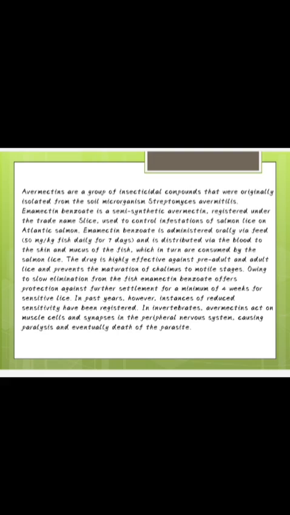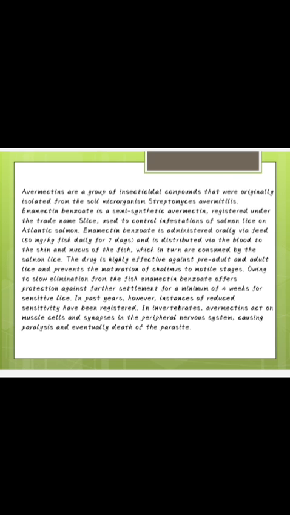The main feed administered ectoparasitic agents belong to the avermectin group, emamectin benzoate, and chitin synthesis inhibitors, diflubenzuron and teflubenzuron. So, ang pangunahing feed administered ectoparasitic ay nabibilang sa ivermectin group at ang chitin synthesis inhibitors. So, ivermectins ay isang grupo ng insecticidal compounds na originally isolated from the soil microorganism Streptomyces avermitilis.